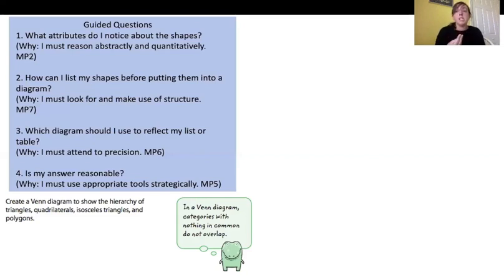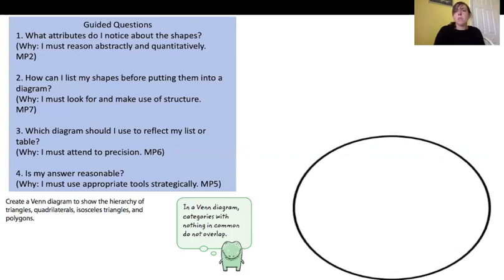So friends, if I'm attending to precision, I'm going to make sure my Venn diagram is laid out very clearly as to what is supposed to go where, okay? So I'm going to go ahead and show you our Venn diagram. And because we said we started with polygons, that's what we're going to start with. So we started with polygons as the most general.